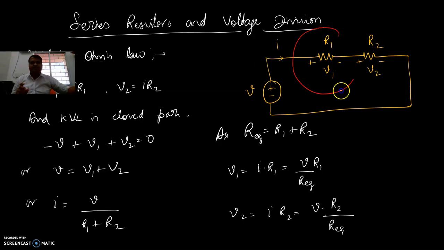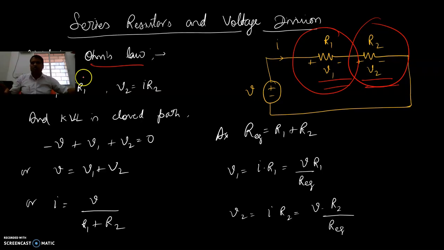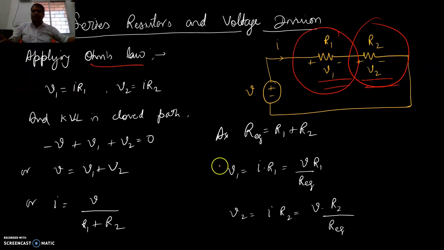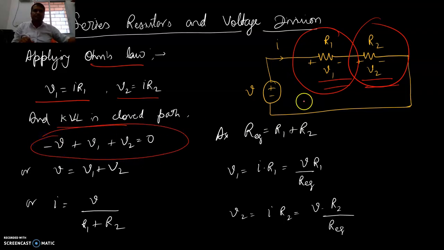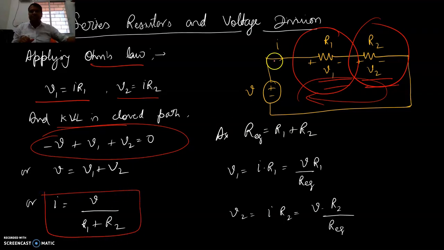If two resistors R1 and R2 are in series, how is the voltage going to be divided? From these two resistors we can apply Ohm's law to find the voltage across R1 and the voltage across resistor R2, and by using KVL we can take the sum of all the voltages in this closed path, and then find the common current. Obviously the current is equal to the total voltage V divided by R1 plus R2, where R1 plus R2 is nothing but R equivalent.